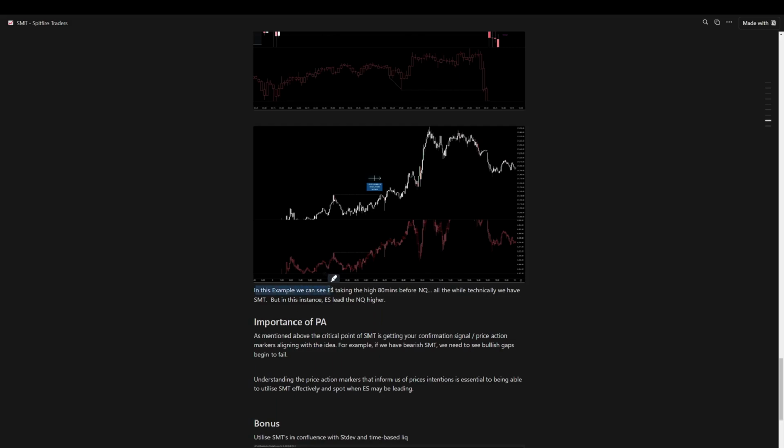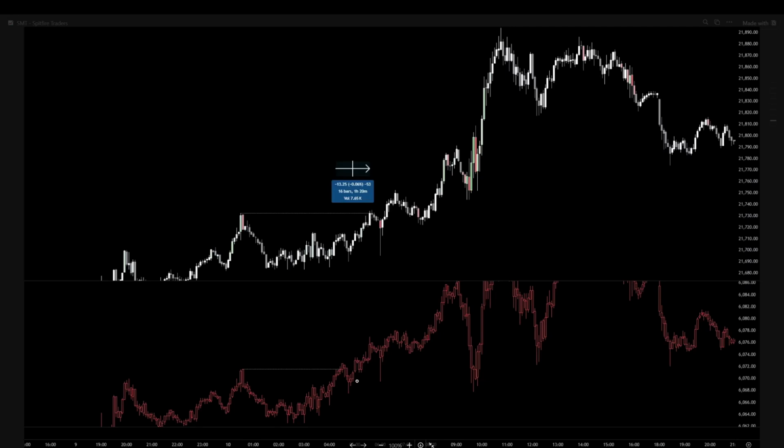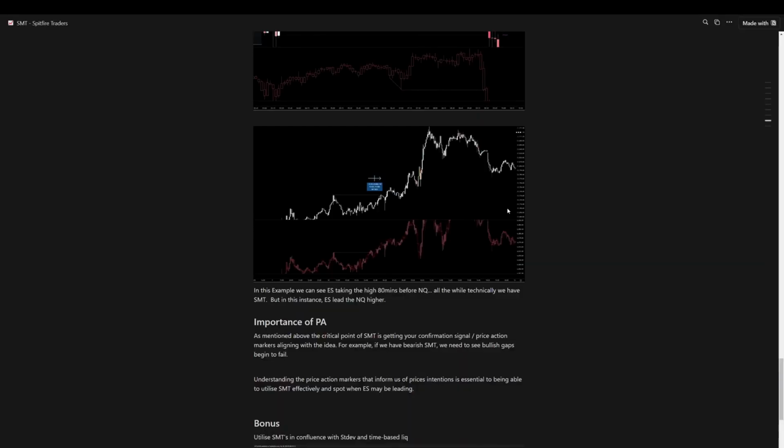In this example, we can see ES taking the high 80 minutes before NQ, all the while technically we have an SMT, but in this instance, ES was leading NQ higher. So you can see here on this example, ES already takes that high. NQ doesn't do it for another 80 minutes. Okay, so in this instance, that whole period, we technically have SMT, during that 80 minutes, but we can't really act upon it, or we shouldn't act upon it, because ES is showing us that it wants to move higher. It's just consistently holding bullish gaps and breaking bearish gaps, okay? So there's a good example of ES leading NQ there.